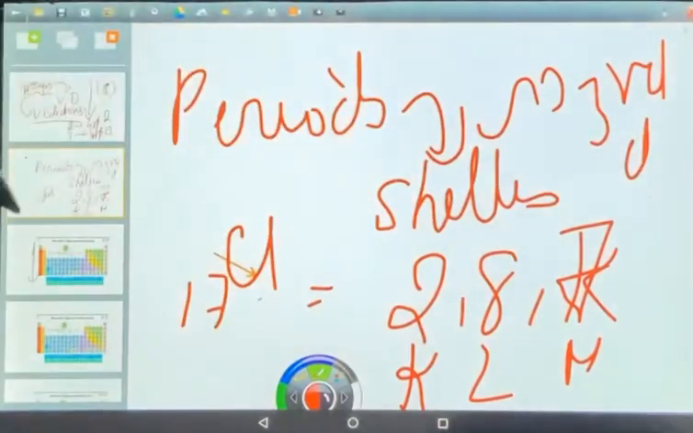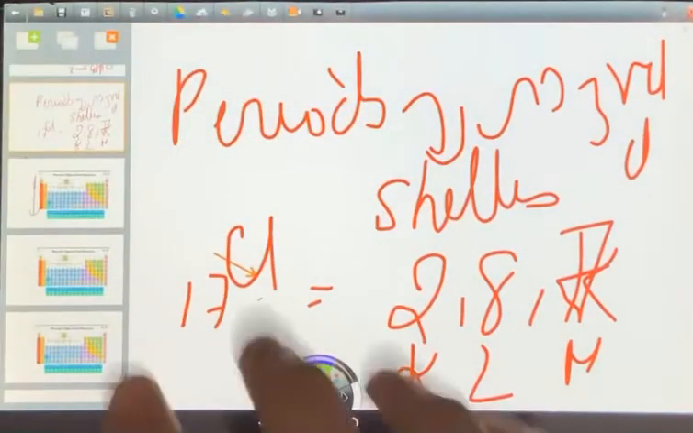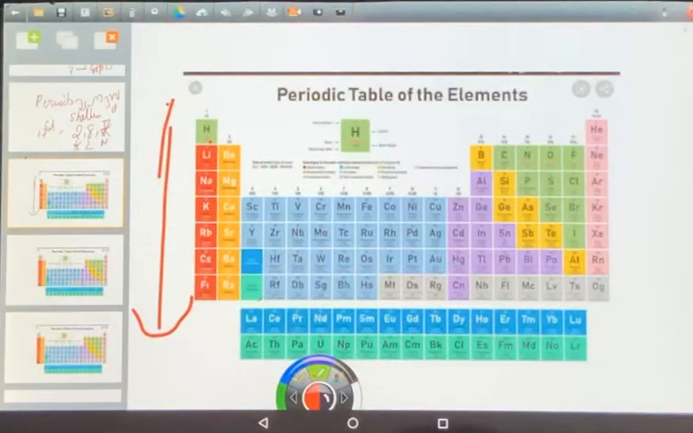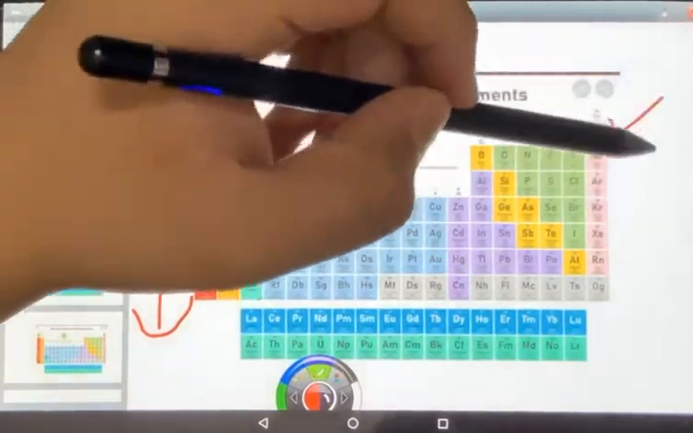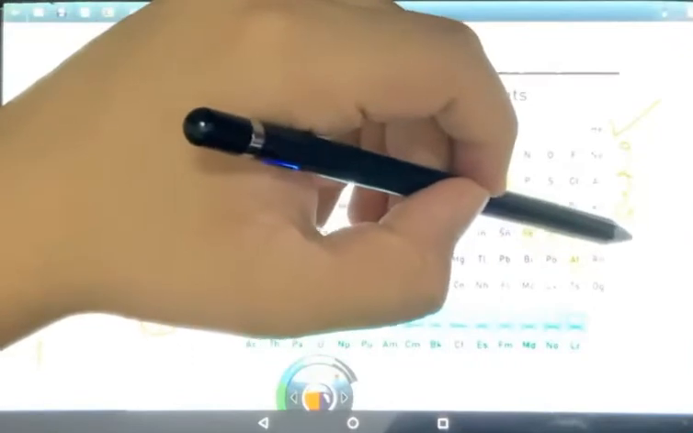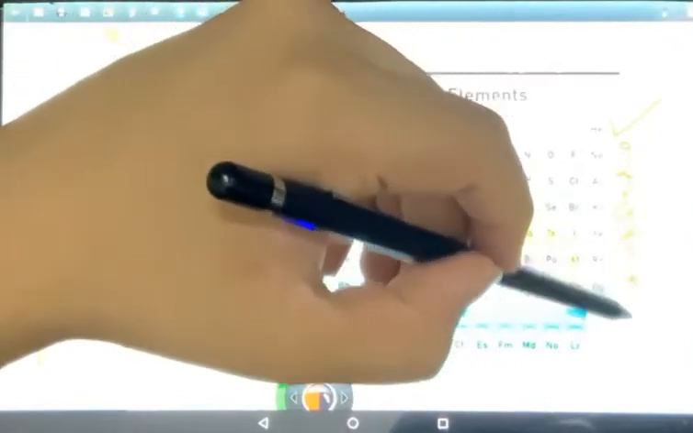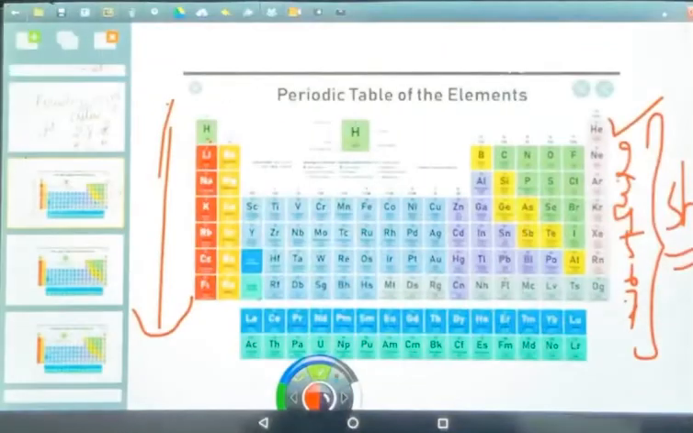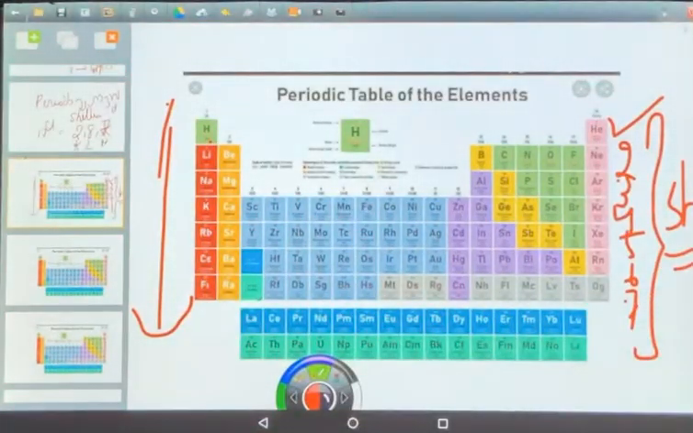Okay, so similarly, as we go down the group, we are actually crossing periods. That means the number of shells are increasing. Kaise? First period means 1 shell, second period means 2 shells, third means 3, fourth means 4, 5 means 5, 6 means 6 and 7 means 7. These are the number of shells. Okay, so इसलिए when we are going down the group, we are actually increasing our shells by 1. Okay, this is one thing.